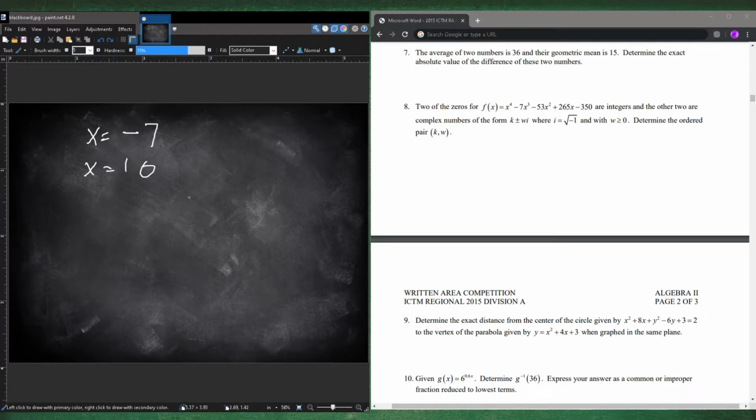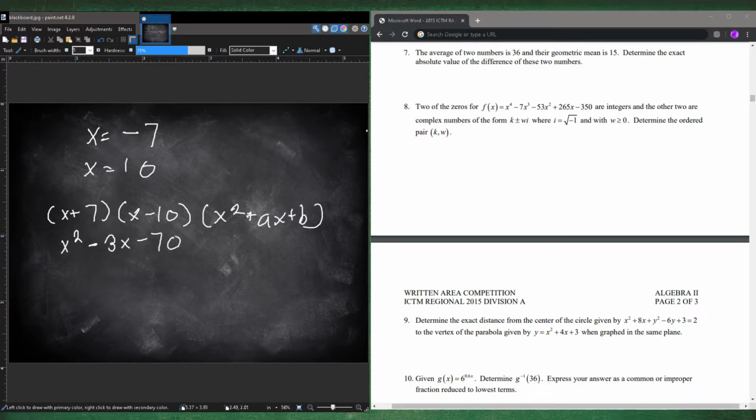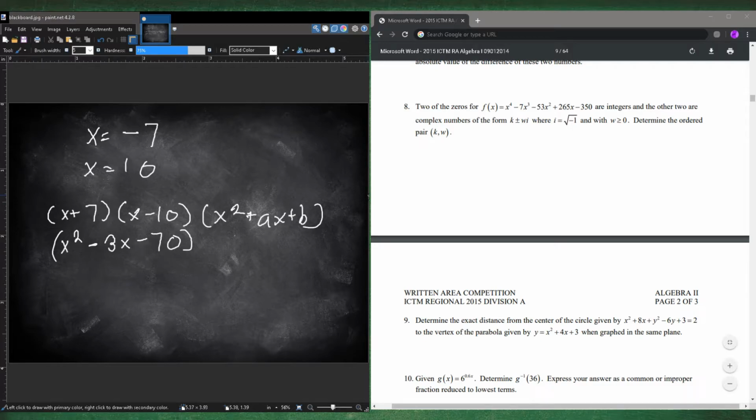Since we know these two are zeros, all we have to do is factor it out. So x plus 7 and x minus 10. We could factor that out because we have x minus a number and x minus some other number, but the other two are complex, so they're not really factorable. So it's more like a quadratic, ax squared plus bx plus c. So then we know x squared minus 3x minus 70, multiplied by some polynomial, is equal to this polynomial.